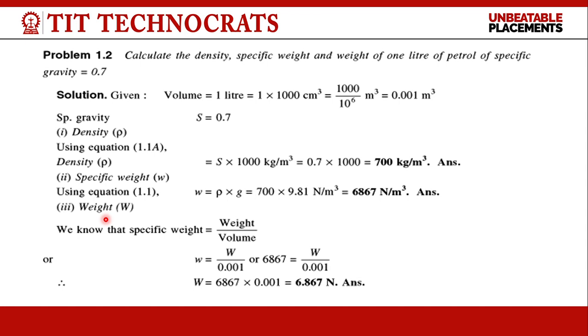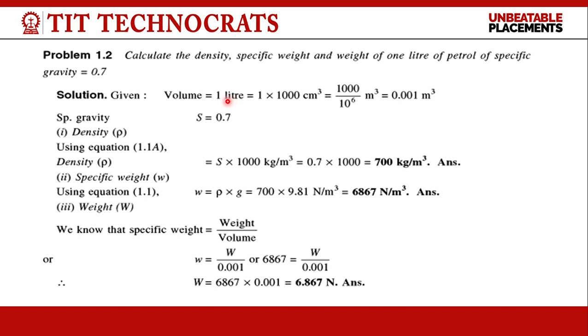Now we want to solve a question based on the different properties of fluid. In this problem, calculate the density, specific weight and weight of 1 liter of petrol of specific gravity 0.7. So what data is given? First, volume is given as 1 liter.